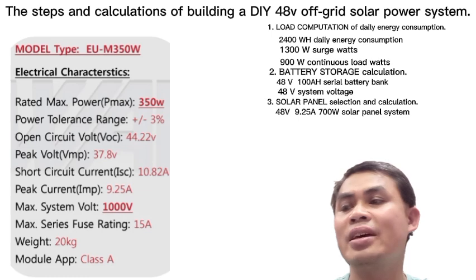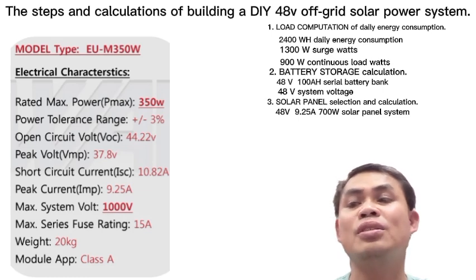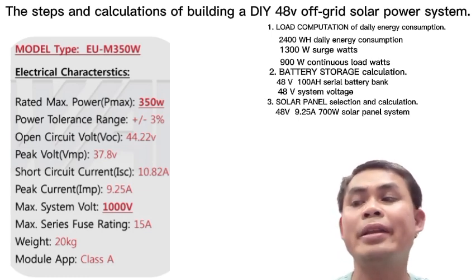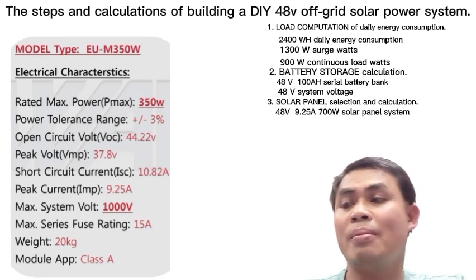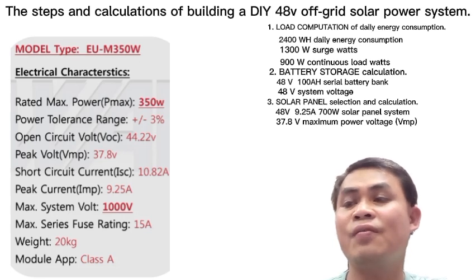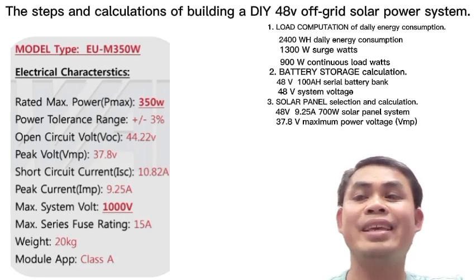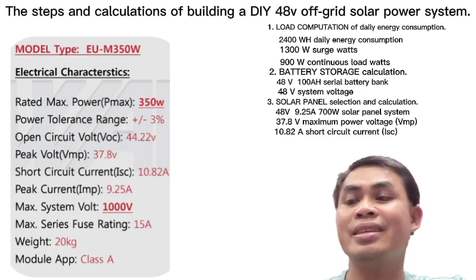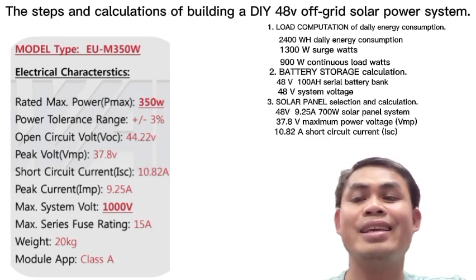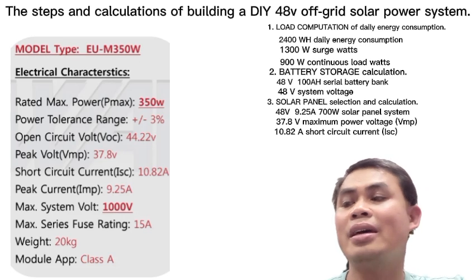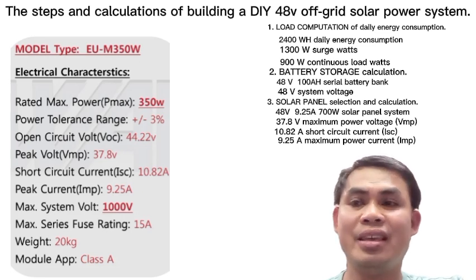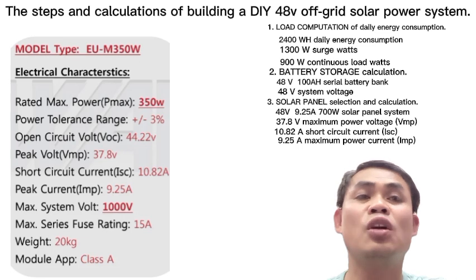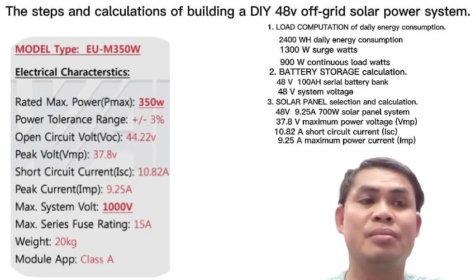Here is one example of the specification of a 350 watts solar panel, depending on the model. The maximum power voltage, VMP, is 37.8 volts. Short circuit current, ISC, is 10.82 amps, and maximum power current, IMP, is 9.25 amperes. These three values are very important in our future calculation.